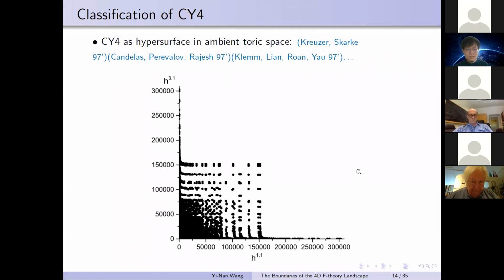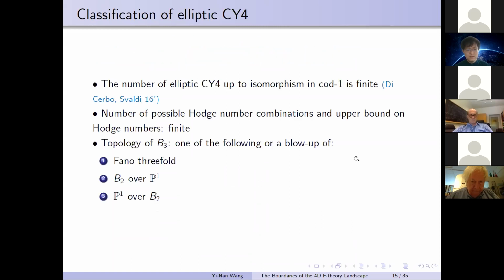So what about the elliptic Calabi-Yau fourfolds that support the 4D F-theory? A few years ago, two mathematicians, Di Cerbo and Svaldi, have proven that the total number of elliptic Calabi-Yau fourfolds up to birational equivalence is finite. Now this is also mentioned in Cody's talk. So a very important implication is that the number of all the possible Hodge number combinations and the upper bounds on these Hodge numbers is also finite. So this basically validates our previous question and our approaches to try to classify those geometries.